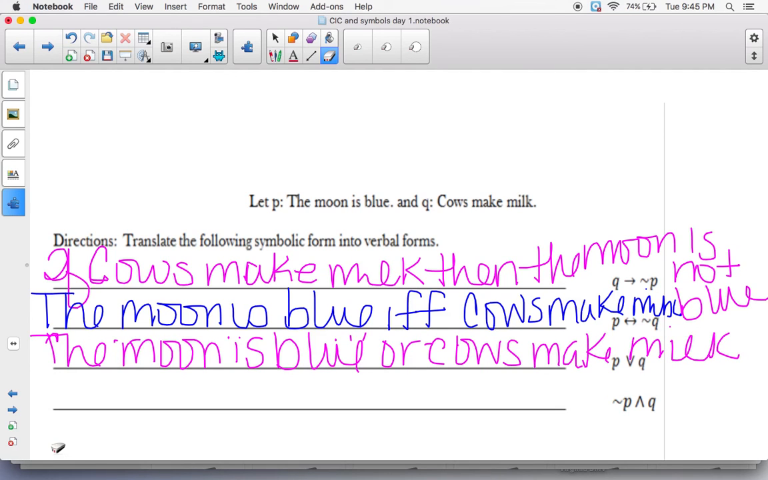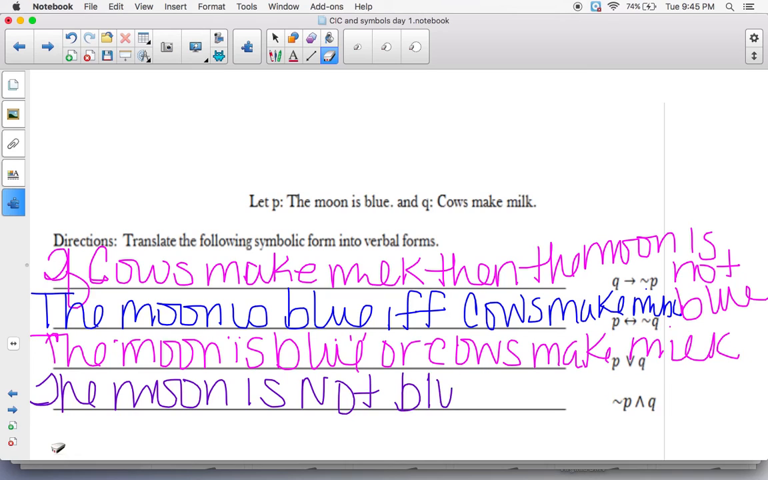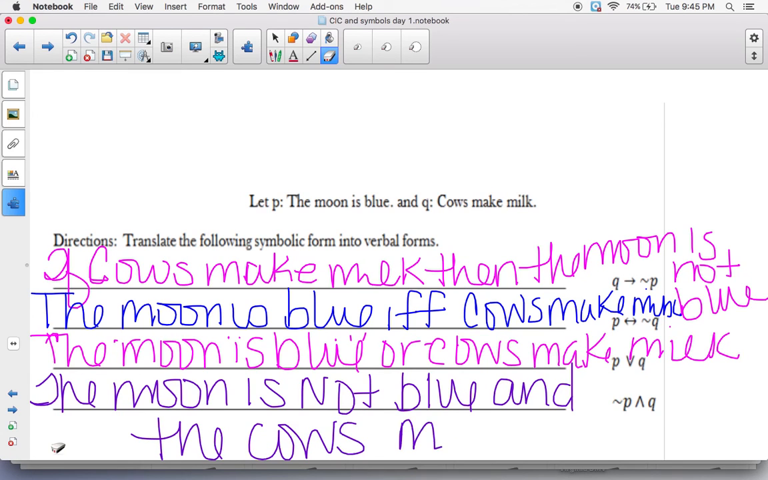And the last one is an and statement, but it also has a squiggly in it. So, it should look like this. The moon is not blue, and the cows make milk. Okay?